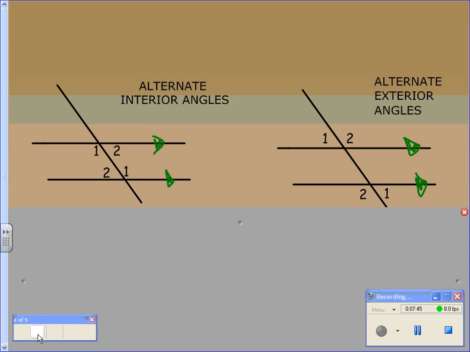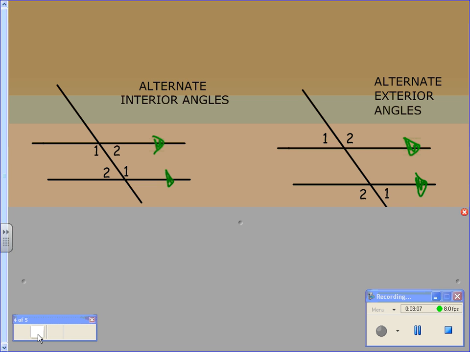All right. So I've mentioned these before. Alternate interior angles, alternate exterior angles. We haven't actually had a lesson on them. You've been using them this entire time, but they haven't actually told you what they are. We need to know the names of them.